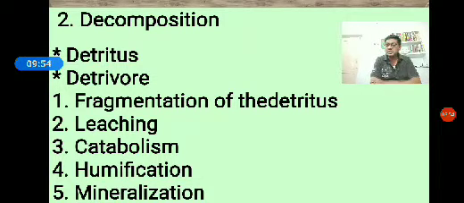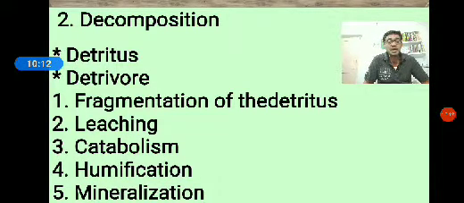Overall, what happens? The bacteria and fungal enzymes degrade the detritus into simple inorganic substances. This is the third step. When we come to the fourth step, humification: the process in which simple detritus is converted into dark colored amorphous humus by the action of microbes is called humification. So in humification, what happens?